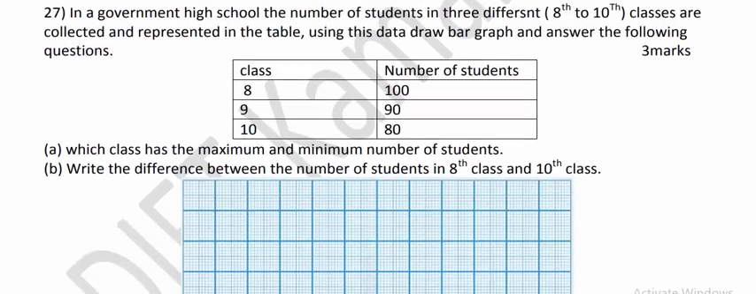So next question. In the government high school, the number of students in three different classes, 8th to 10th, are collected and represented in the table. Here you observe for 8th class there are 100 students, for 9th there are 90 students, for 10th there are 80 students. So now we have to represent this data as a bar graph, and after that we have to answer these questions.